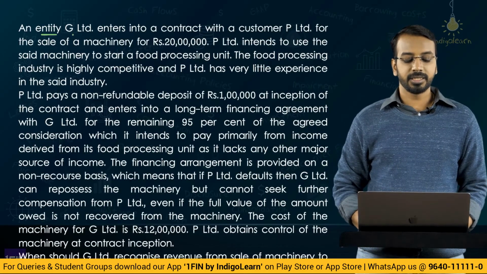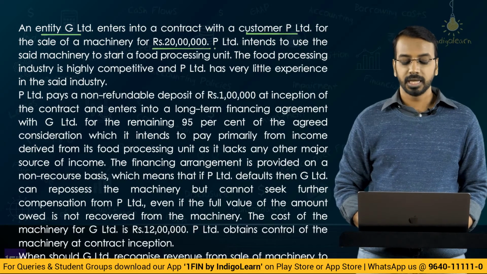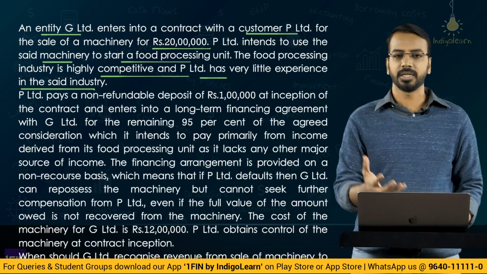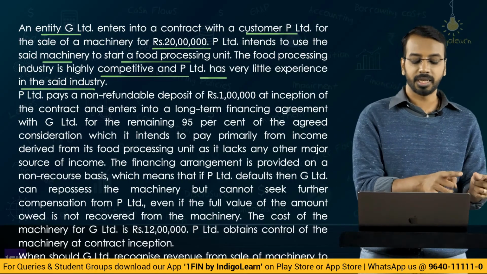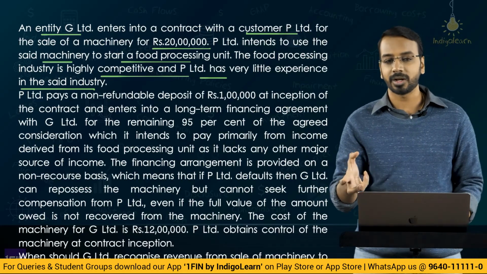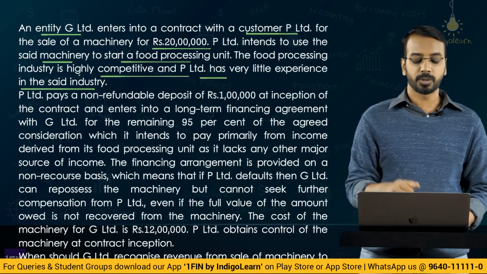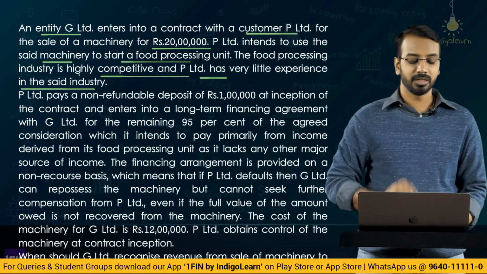Next question. An entity G Limited enters into a contract with a customer P Limited for the sale of machinery for rupees 20 lakhs. P Limited intends to use the said machinery to start a food processing unit. The food processing industry is highly competitive and P Limited has little experience in the said industry. So, again here entity G has entered into a contract for sale of machinery. For entity G, the machinery may be inventory and customer P would be buying that machinery. P Limited wants to start a food processing unit, which is highly competitive, and it has very little experience in the industry.